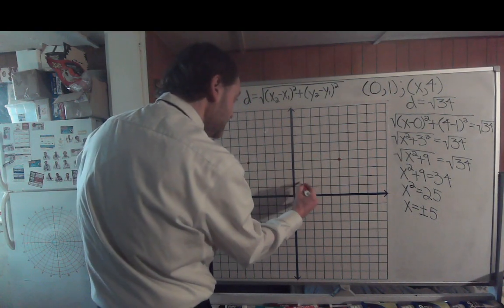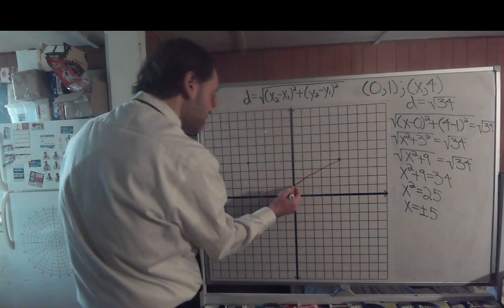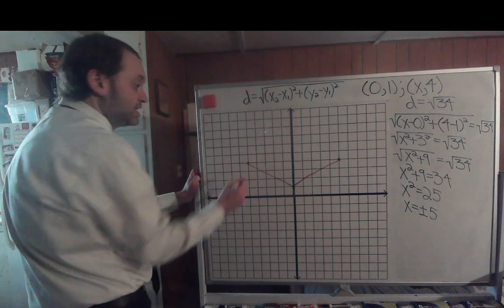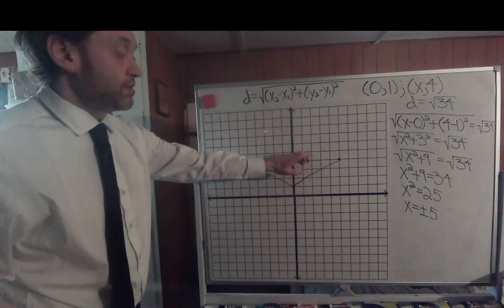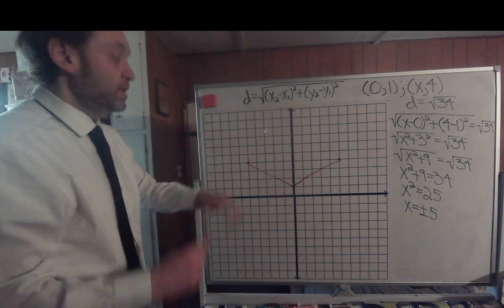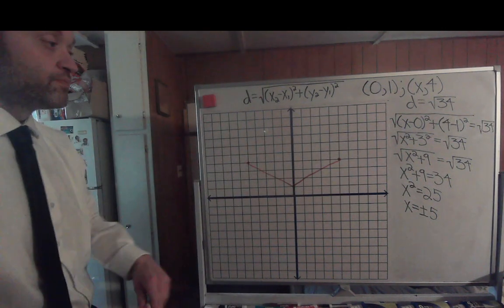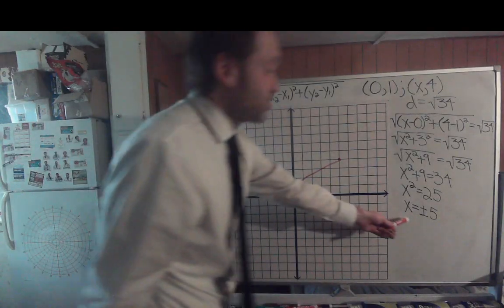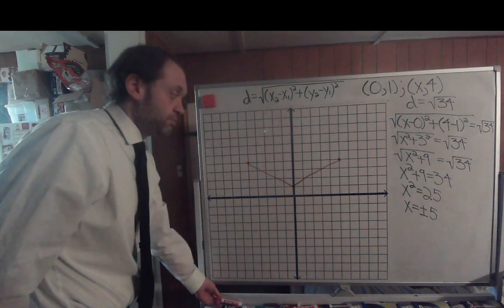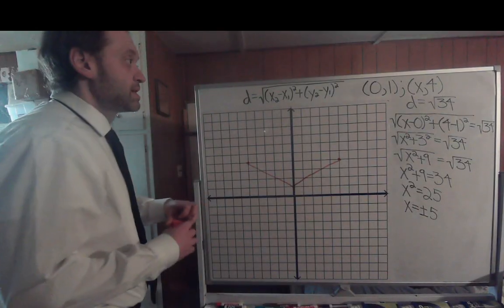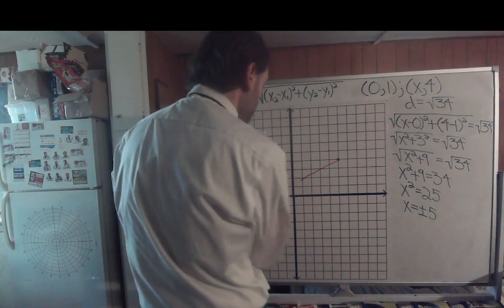So either of those points are going to be equidistant from 0, 1. Either of those points will be the square root of 34 units from 0, 1. So this is where you could actually have two answers in theory because of the quadratics. Let's do two more like this.